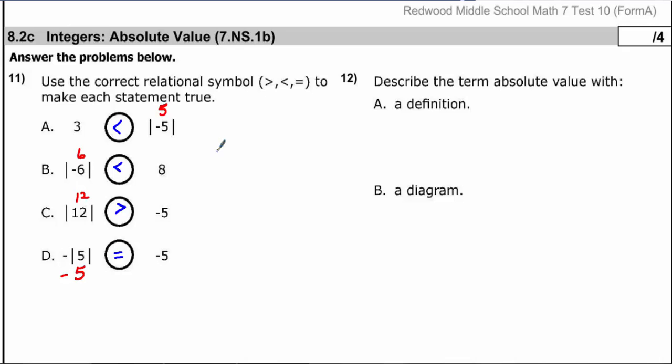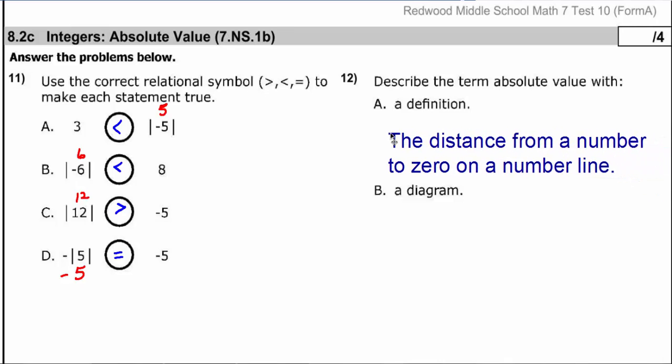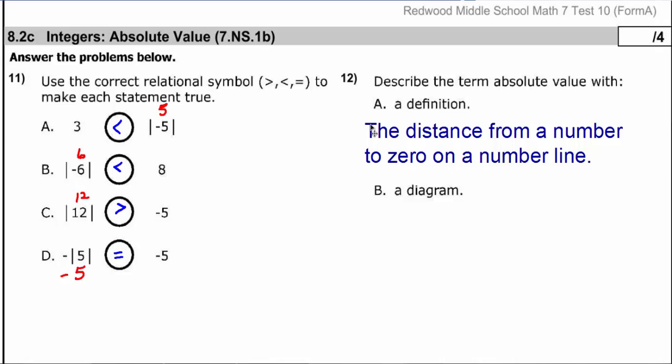All right, definition of absolute value. So the definition of absolute value is right here. It is the distance between a number and 0 on a number line. Now, some of you wrote things like absolute value is something that's always positive, or absolute value is the distance on a number line, or absolute value is the distance to 0.